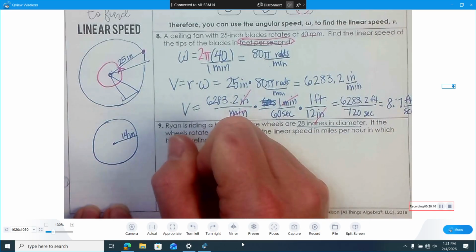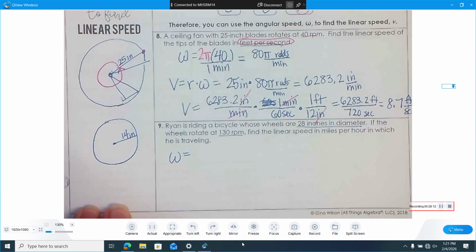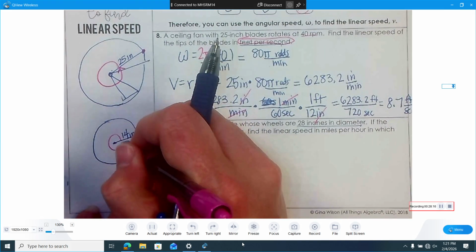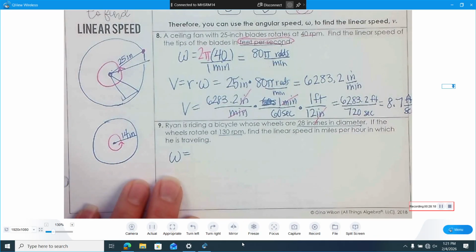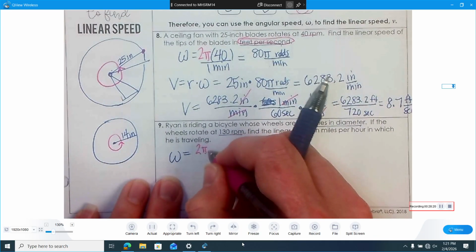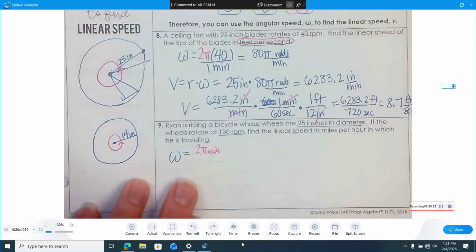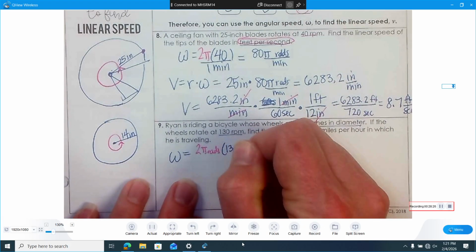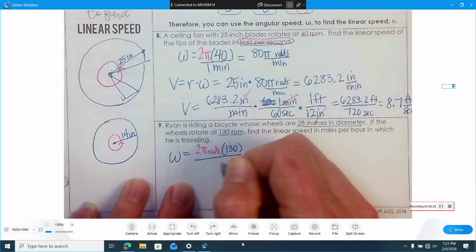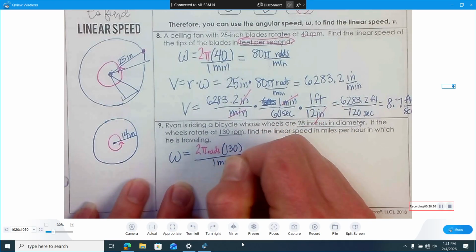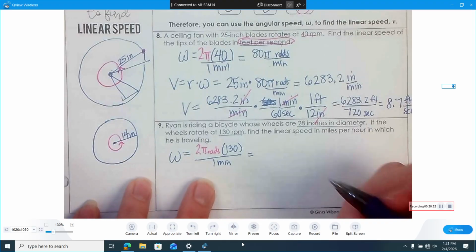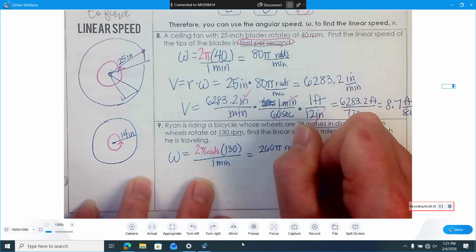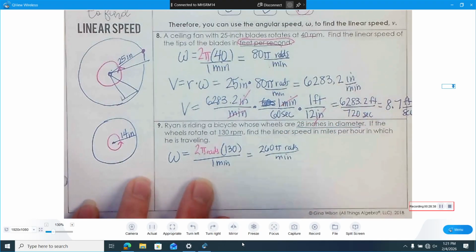So I want to find, using angular speed is the goal here. The angle that my tire rotates is 2 pi radians. How many times? 130 revolutions or rotations per 1 minute. And that's going to be 260 pi radians per minute.